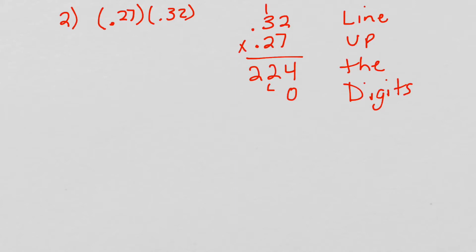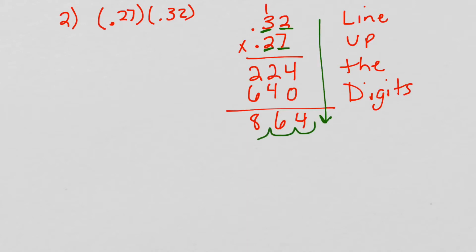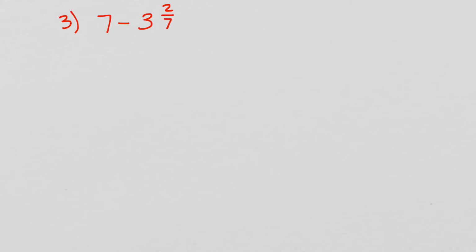2 times 2 is 4. 2 times 3 is 6. I'm going to now add 4, 6, 8. And now I'm going to go count. 1, 2, 3, 4 digits behind the decimals. 1, 2, 3, 4, so you'll notice I'm going to need to insert a 0 to keep that same number. So decimal 0.864 is my answer. Now I'm going to subtract.